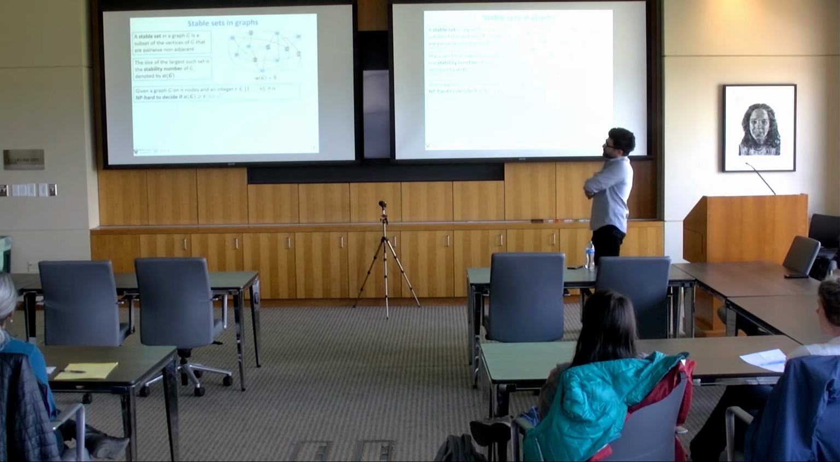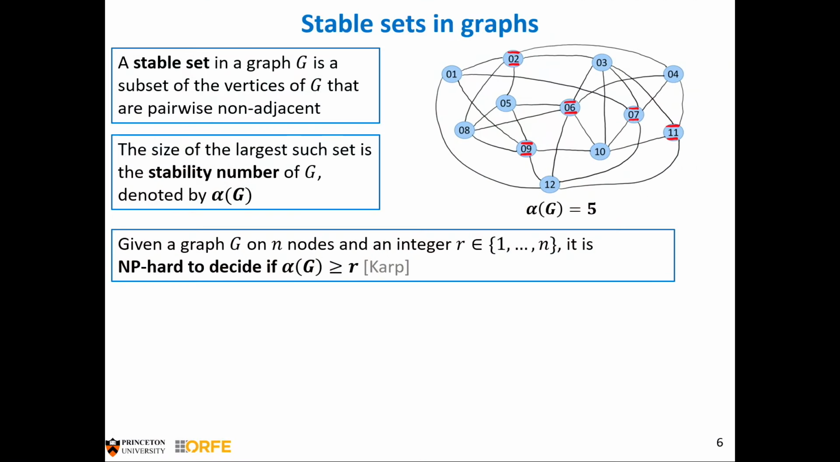In this case, we start with the problem of finding the largest stable set in a graph. Let me remind you, if you have a graph G, a stable set in a graph is a subset of the nodes that are pairwise non-adjacent. So for any two of them, there is no edge connecting them. For instance, these 5 red nodes form a stable set because you can't see an edge between any two of them. The size of the largest stable set in a graph is denoted by alpha. So in this graph, alpha is at least 5, and you can verify that there's no stable set of size 6, so alpha is exactly 5.